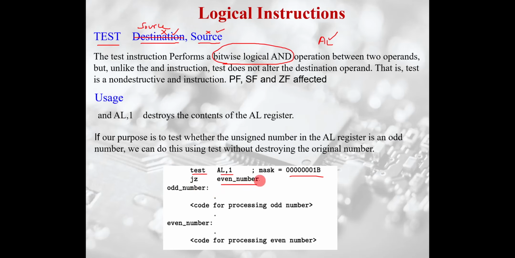So the flags will get affected, but whatever the contents of the AL were, they don't get destroyed. They remain as they are. So that is one use of TEST. You can use this TEST just to check whether the result of the previous operation came out to be odd or even. You can do this to check whether it's an even number or an odd number in any register without destroying the contents of that register.